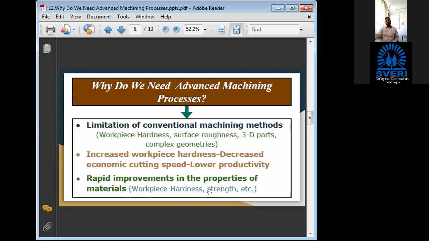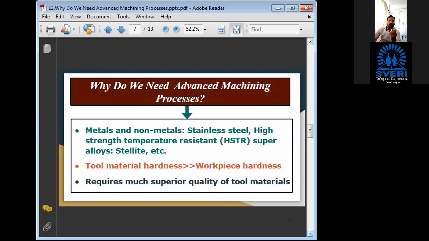Getting it? So again, sometimes non-metals are also used as a workpiece material, just like stainless steel and high strength temperature resistant alloys. So another question arises: how can we machine them, such non-metallic components? How to machine them?